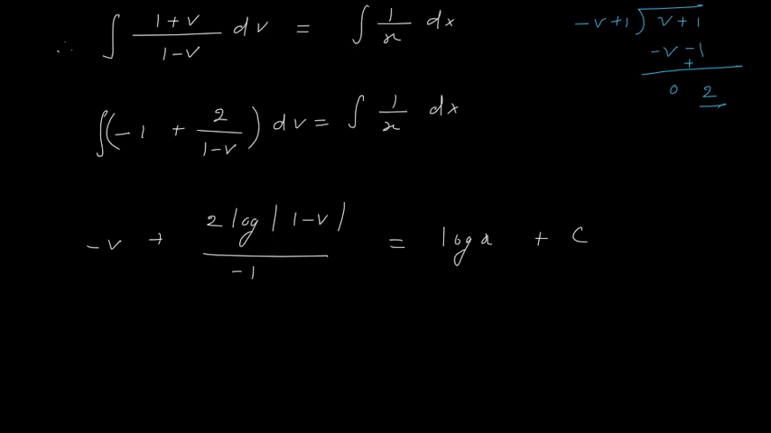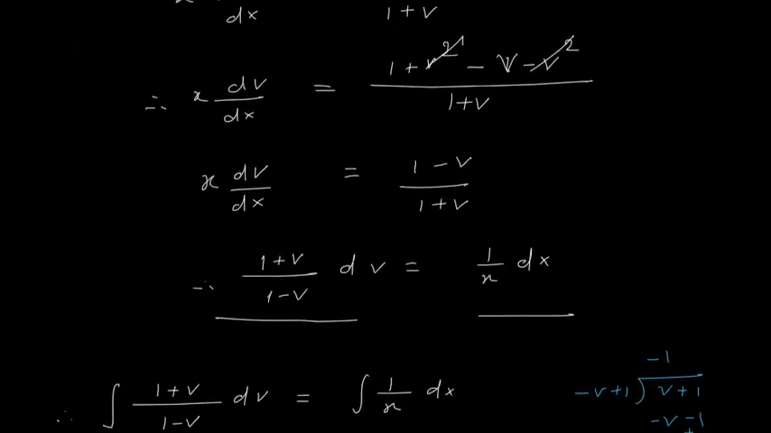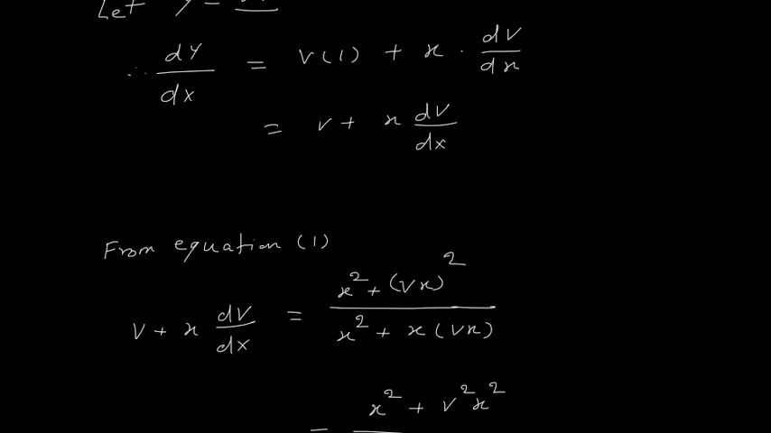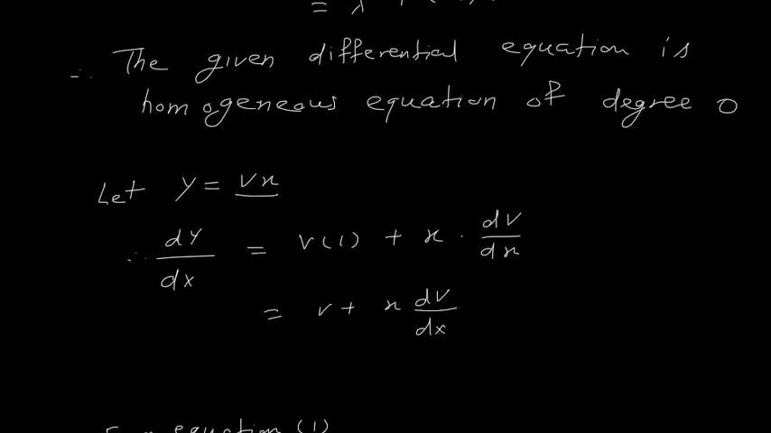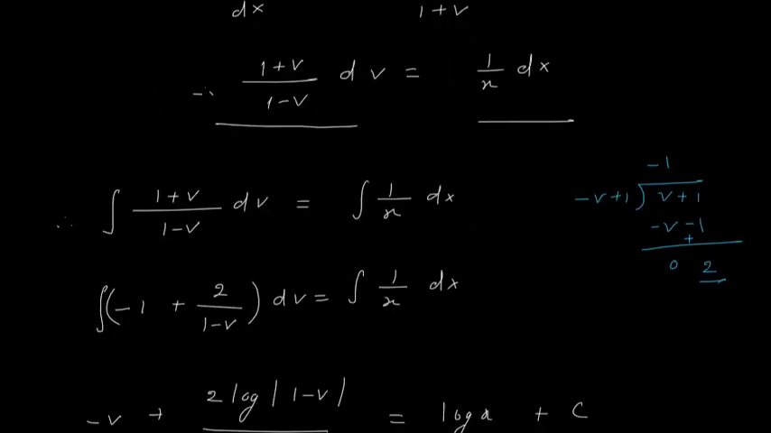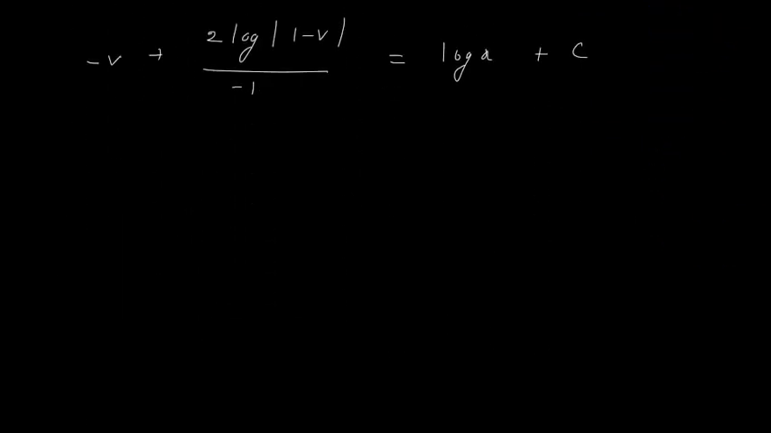Now this v is what? v is y upon x. When I say that y is equal to vx and we substitute, I get v equal to y upon x. So all the v's will finally be replaced by y upon x.